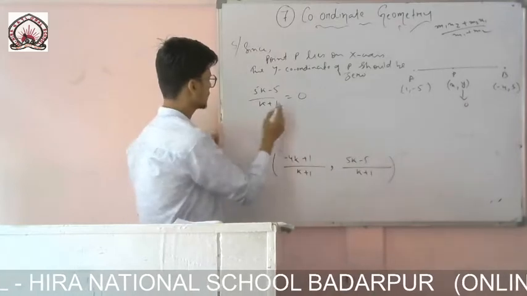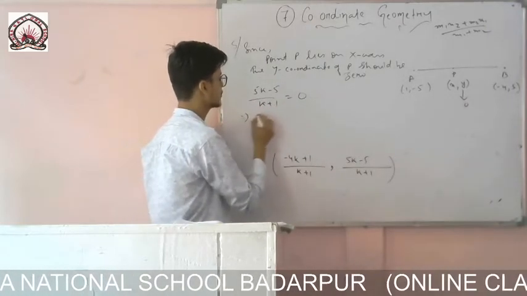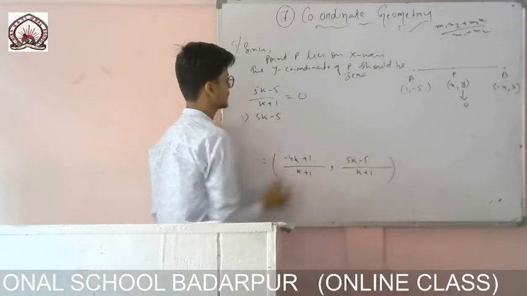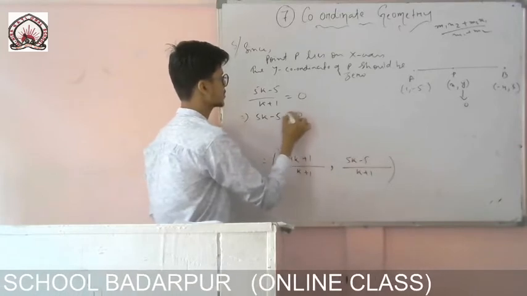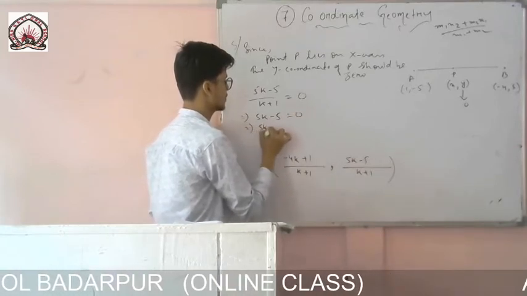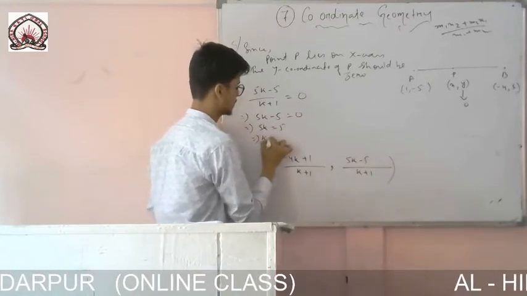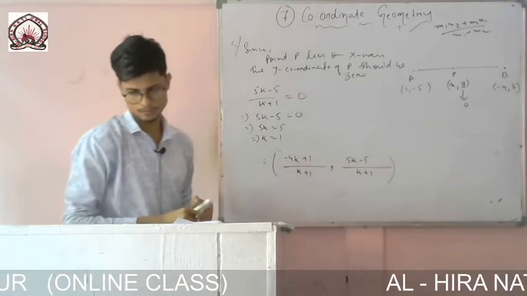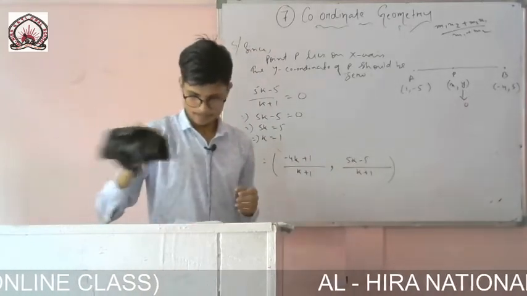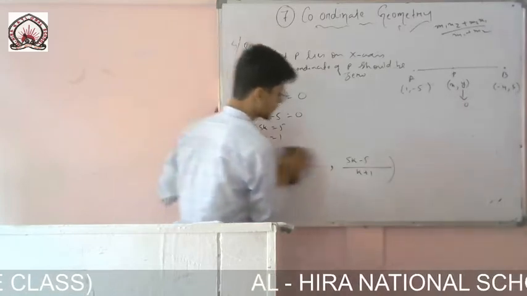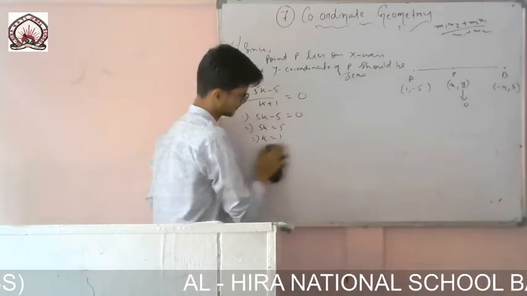So if this is multiplied by 0, then it will again be 0. So 5k minus 5 equals 0. So 5k will be equal to 5. So k will be equal to 1. So the value of k is 1.